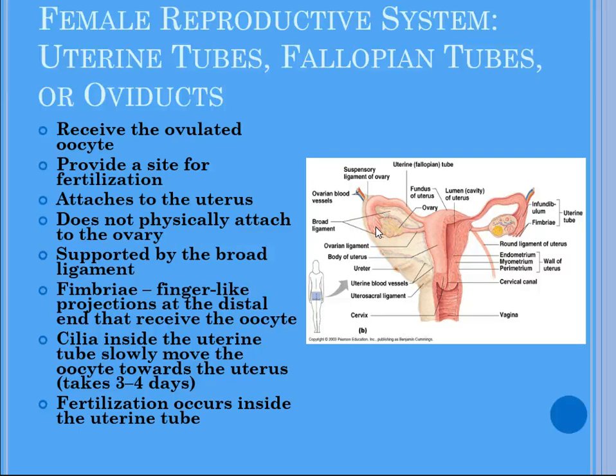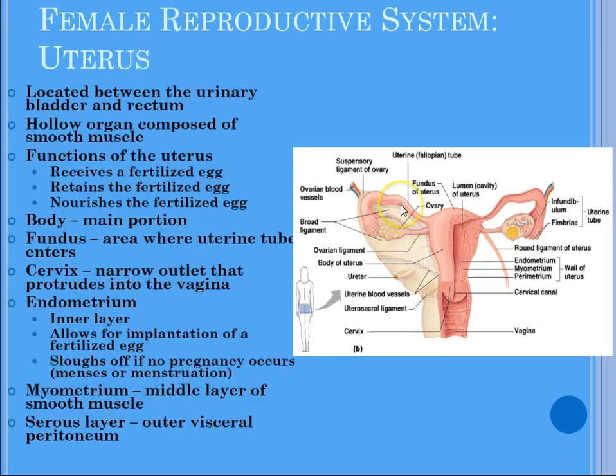And then inside the fallopian tube are these cilia that move the egg all the way down. And fertilization is actually going to occur inside the uterine tube, right? And it's going to occur right about here. And this means that the sperm has to come in all the way up through here into the fallopian tube and then meet the egg here. Okay, so uterus.